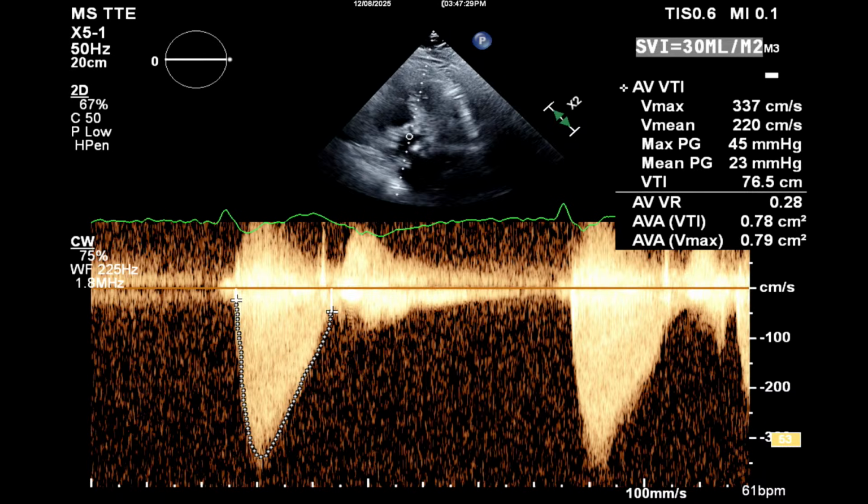So about 0.8 centimeters square, severe AS, and the stroke volume index is 30 ml per meter square. So it's low flow, low gradient aortic stenosis, and this is what we call paradoxical low flow, low gradient because of normal ejection fraction.